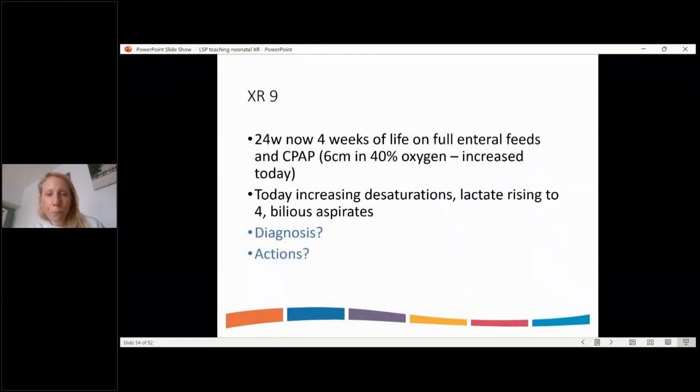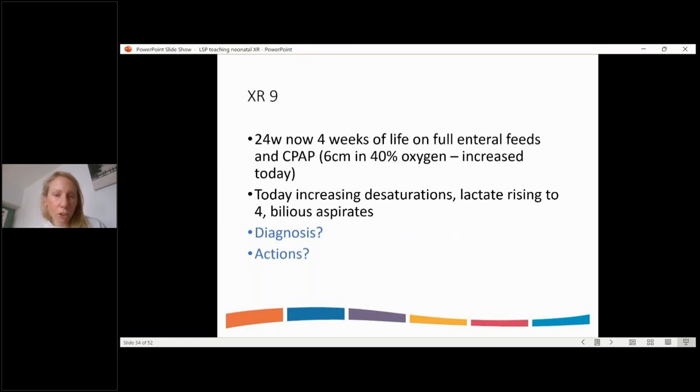Next one. So we've got a 24-weeker. He's now 4 weeks of life, was well grown, was doing really well with feeds, had got to full enteral feeds within 2 weeks of life, and was on CPAP, was actually in minimal oxygen, about 25%, but actually today it's been increasing to 40%, with increasing desaturations, the lactate rising to 4, and they're having bilious aspirates.